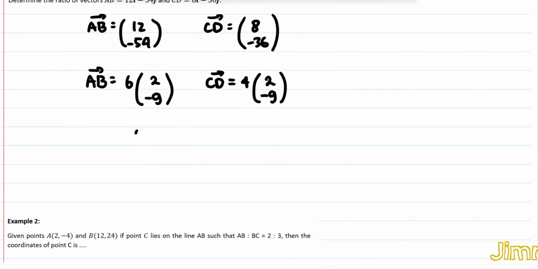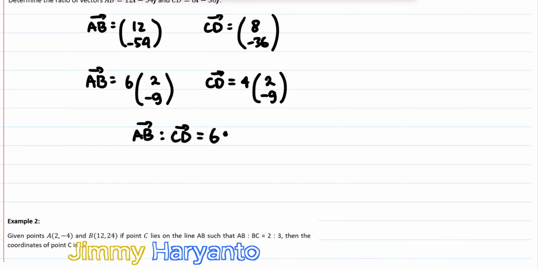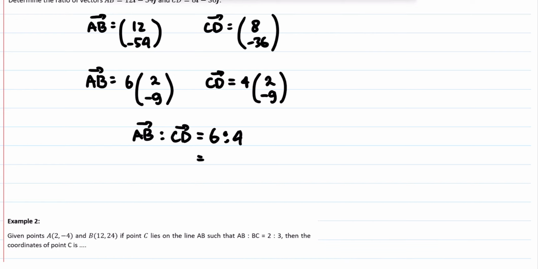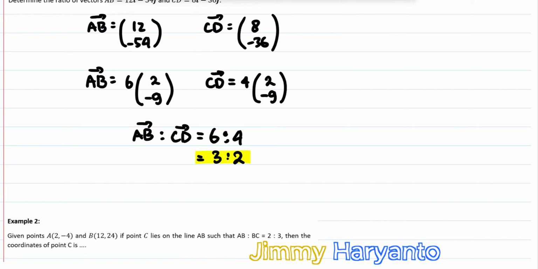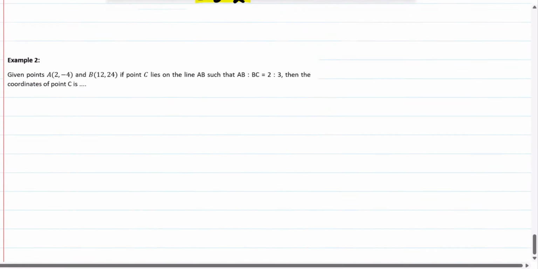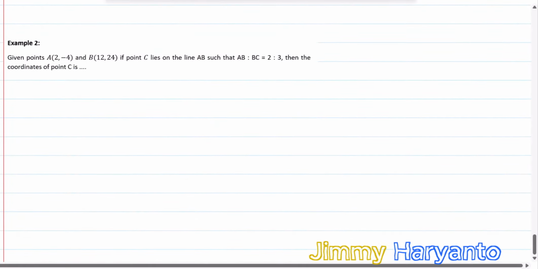That means the vector AB to CD is in the ratio 6 to 4, or if you simplify it, it will be 3 to 2. So this is the ratio of vectors AB and CD. The next question will be like this.